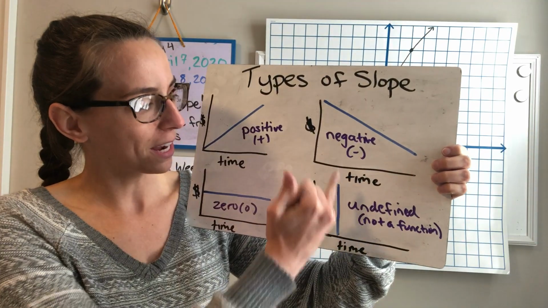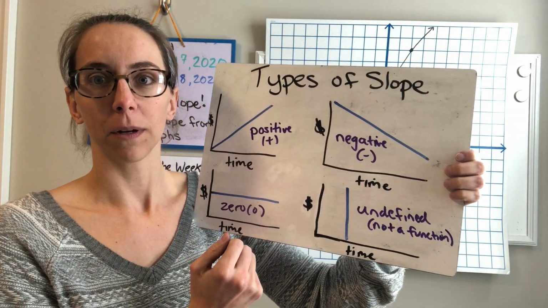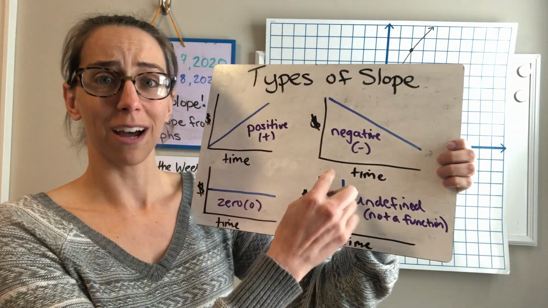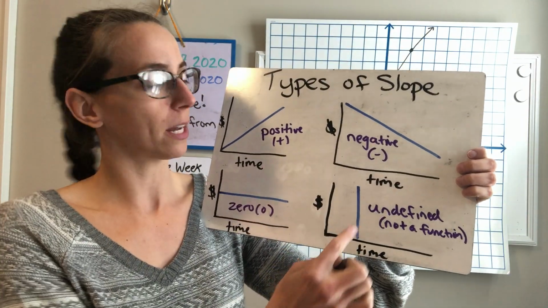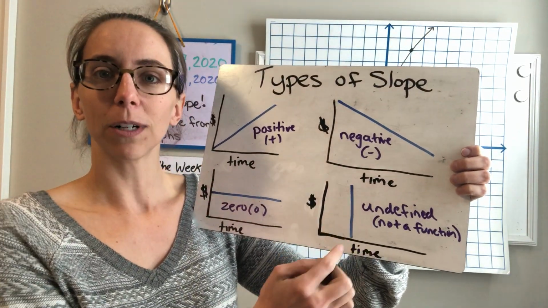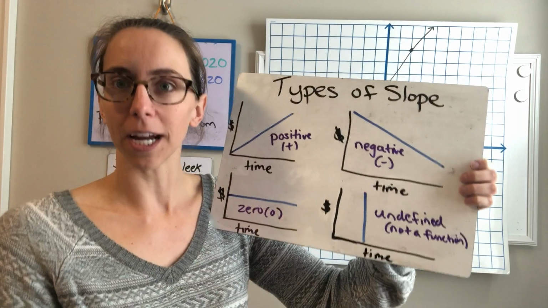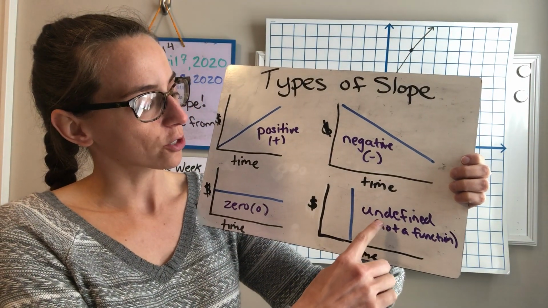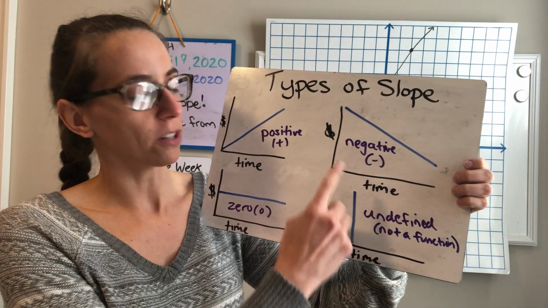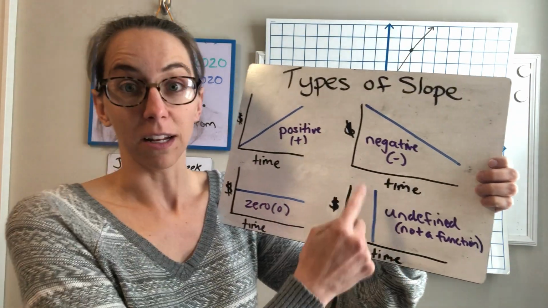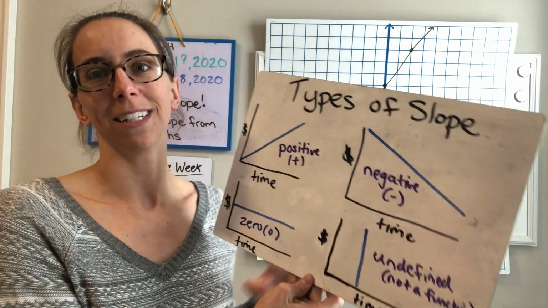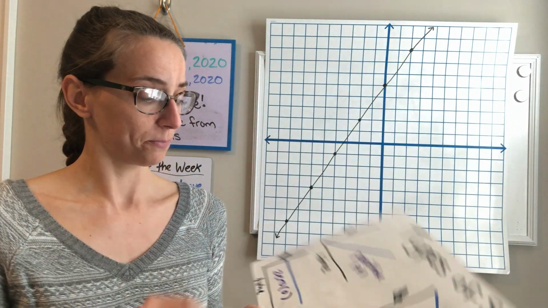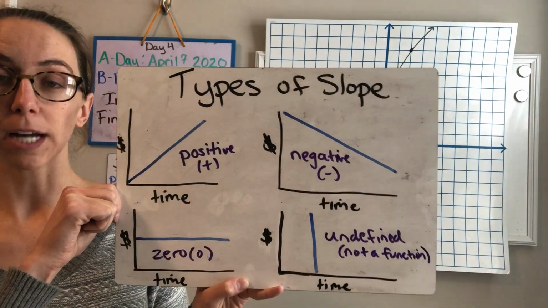So this vertical line is called an undefined slope. And that's another reason you can't be in two places at once. You can't have the same amount of money at once. You can't be two different ages at once. So in this case, this slope is called undefined. And it's not even a function. So a vertical line represents something that's not even a function. So those are the four different types of slopes.